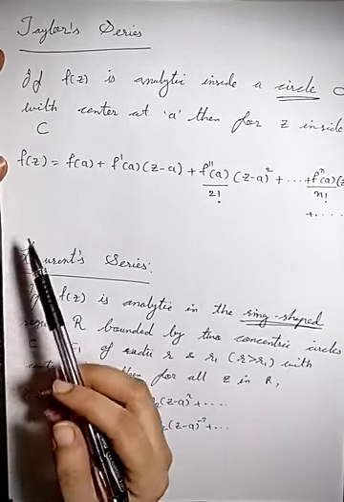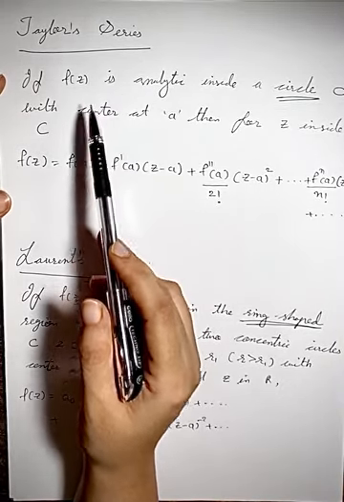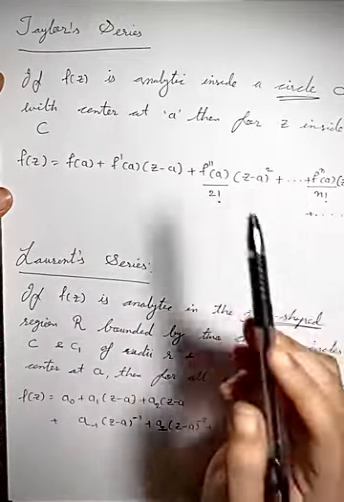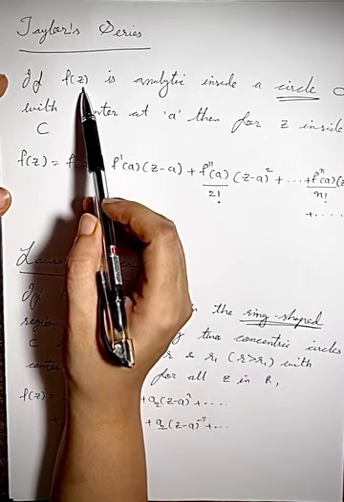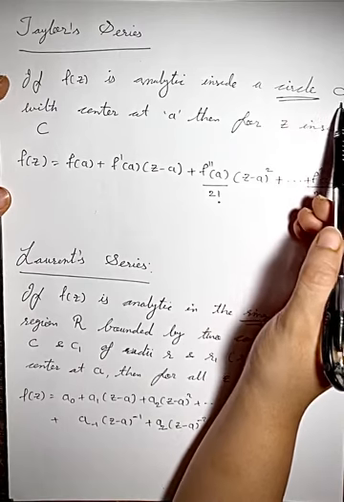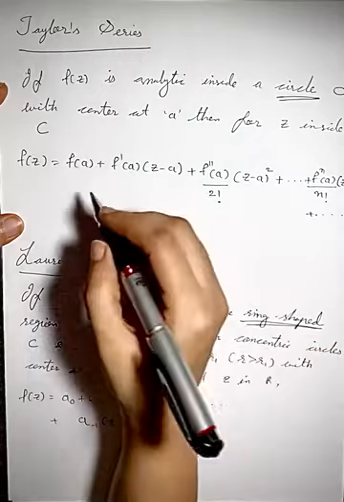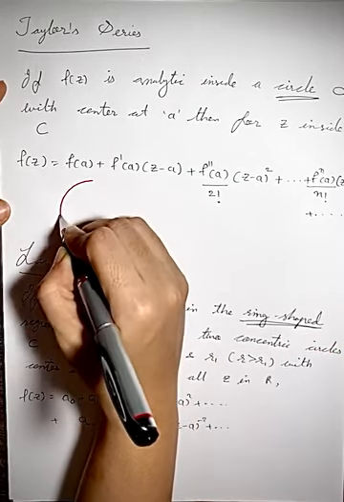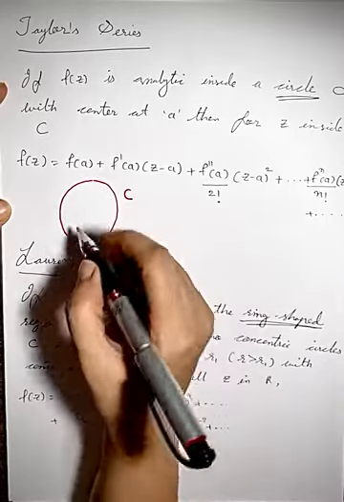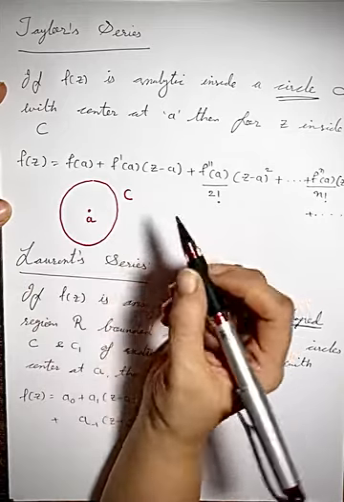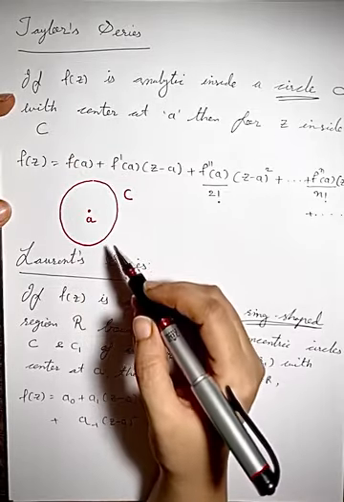So Taylor series, it is taken in the case of a circular region. What do I mean by that? Let us see. Suppose we are given a function f of z which is analytic inside a circle C. Let's say that we have a circle C with the center A, and this function f of z is analytic in the entire circle.